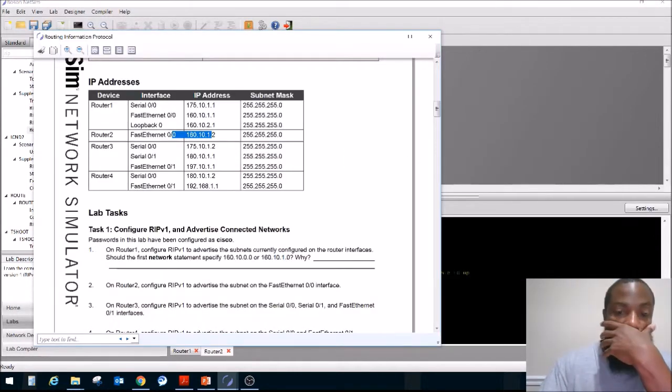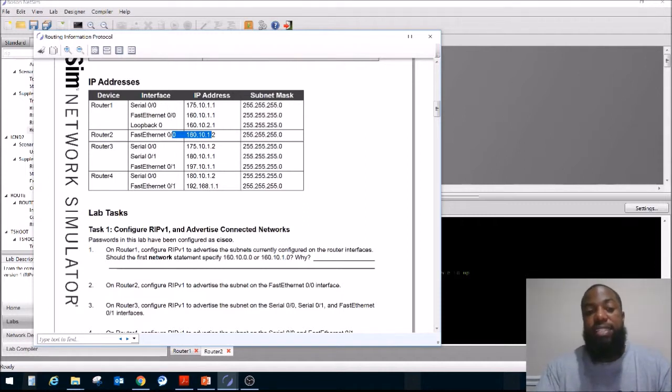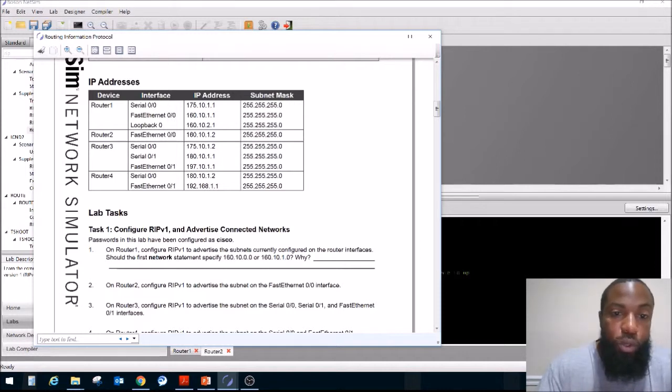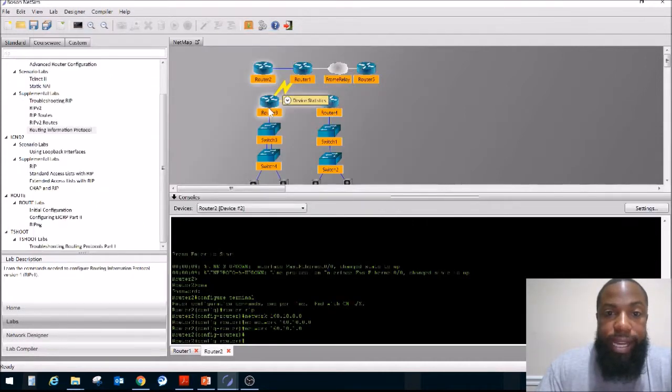All right. On router 3, configure RIP version 1 to advertise the subnets on serial 0/1 and FastEthernet 0/1 interfaces. So we've got to go to router 3 and do router RIP for each of these. We're going to do /24, so we're going to do up to the third octet, right? So let's go to router 3, which is that one right there.